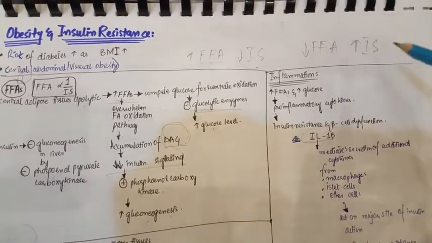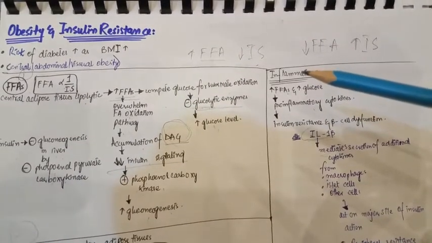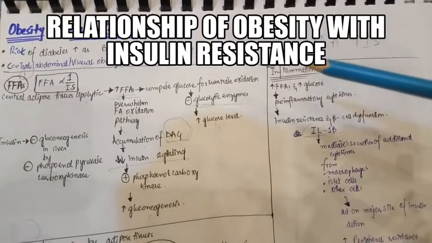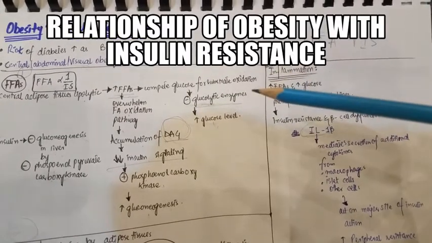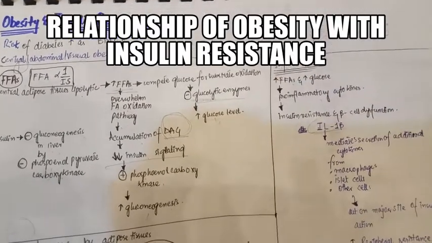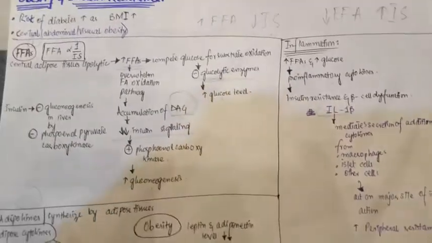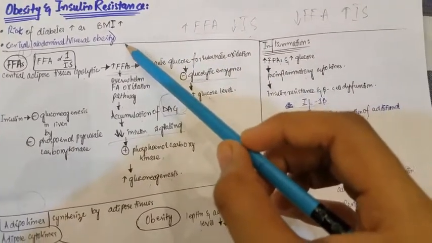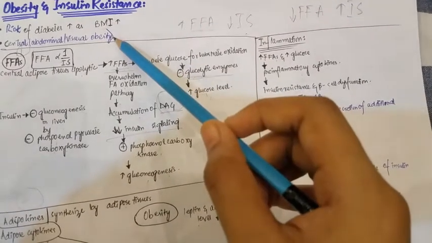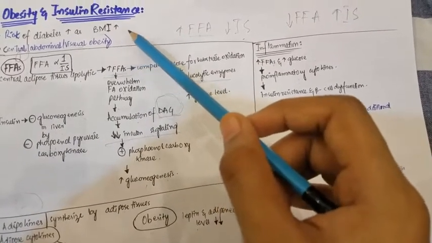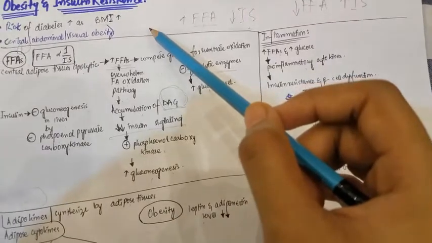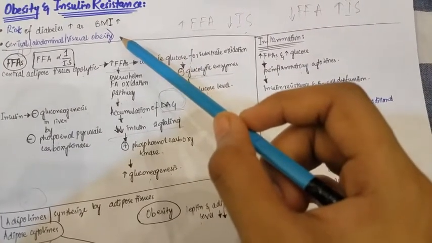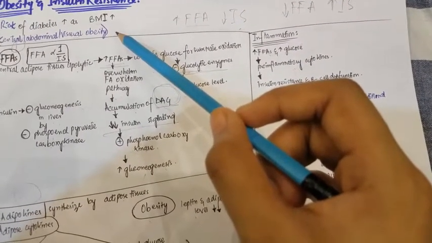Now I am going to talk about how obesity is related to insulin resistance. What is the relationship between obesity and insulin resistance? The risk of diabetes mellitus increases as the BMI increases. And the risk of type 2 diabetes mellitus is mainly associated with central, abdominal or visceral obesity, not with gluteal or peripheral obesity. Why is central obesity more linked with the development of type 2 diabetes mellitus?